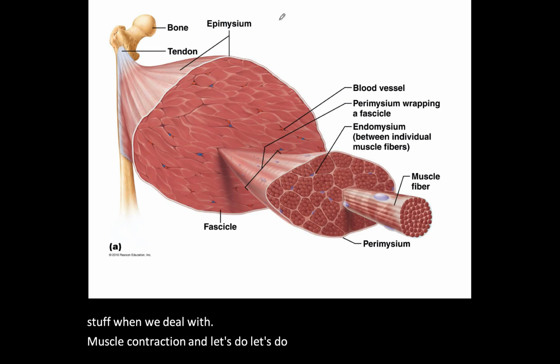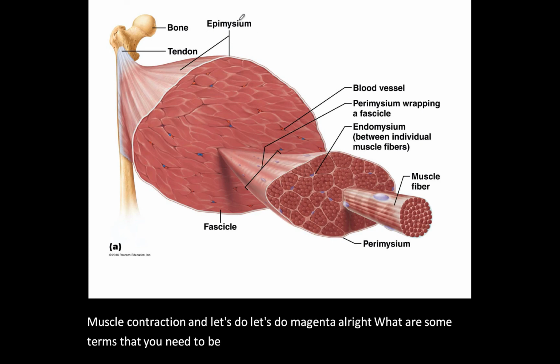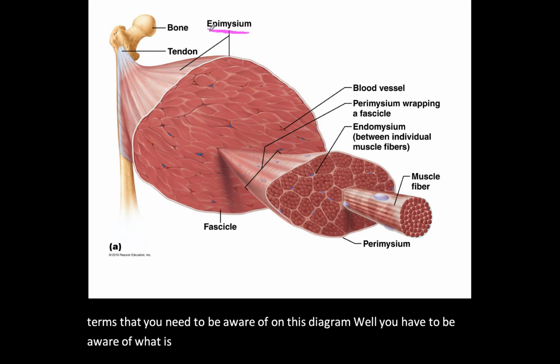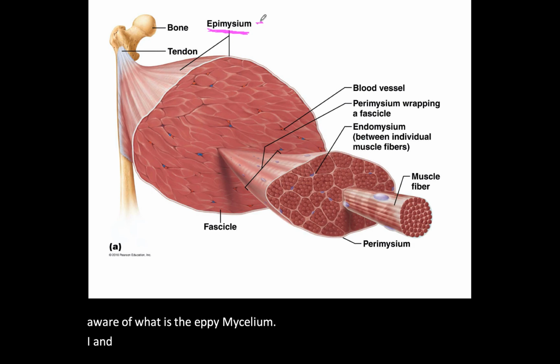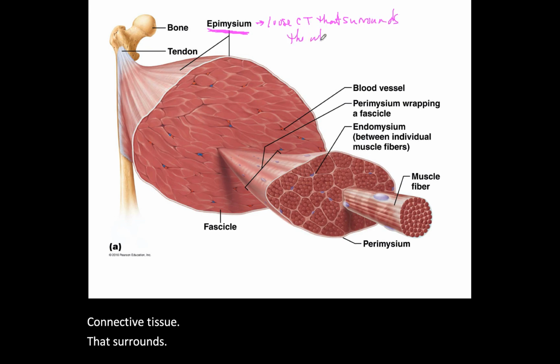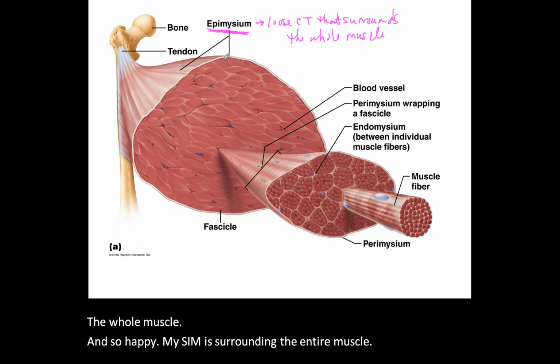All right. So what are some terms that you need to be aware of on this diagram? Well, you have to be aware of what the epimysium is. The epimysium is a loose connective tissue that surrounds the whole muscle. The epimysium is surrounding the entire muscle.